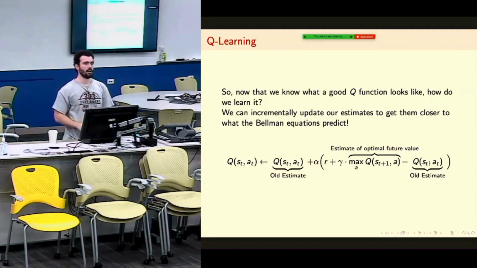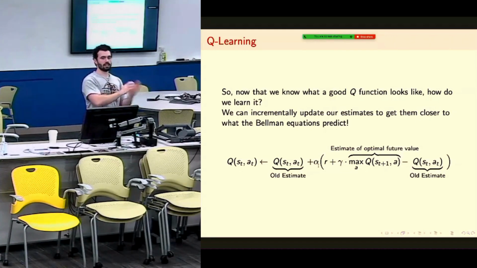So you're trying to say, whatever the difference is between my future value, this is the correct thing of what it should be, R plus gamma max A Q st plus 1A. We saw this. This is exactly what we saw in the Bellman equation, these two terms. And then we're just subtracting our old estimate, and then we're multiplying it by an alpha to get a step in the right direction. So we're basically saying, what is the error that we had? We're going to multiply that by alpha, and we're going to add that to our previous estimate to move in the right direction to get closer to the correct thing.